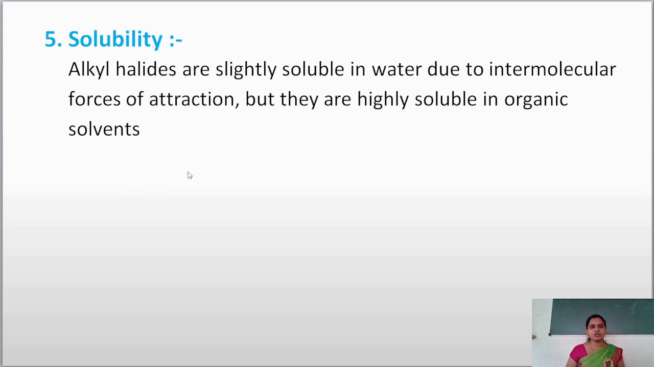Aryl halides are soluble in organic solvents. So this is about the solubility. So here we covered the methods of preparation of the halogen derivatives and the physical properties of the halogen derivatives.